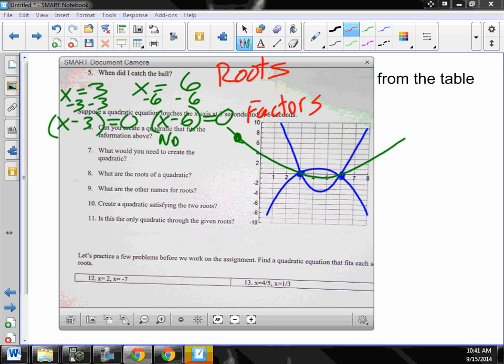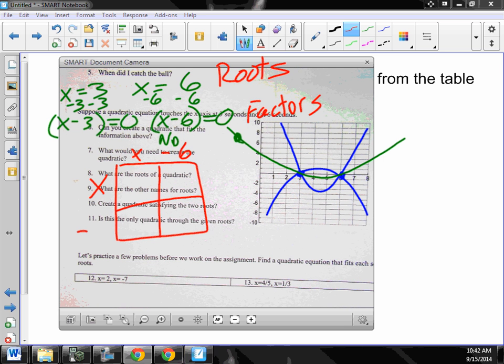Well, if those are factors, let's multiply them together. So draw a box, 2 by 2. Put one factor on the top, x minus 6, and one factor on the side, x minus 3, and then we're just going to multiply. So in the first box, x times x is x squared. In the second box, x times negative 6 is negative 6x. X times negative 3 is negative 3x. And negative 3 times negative 6 is 18.